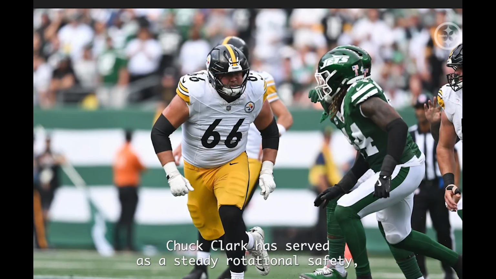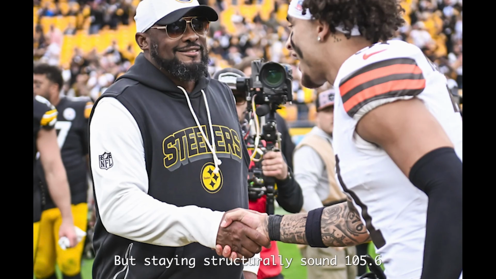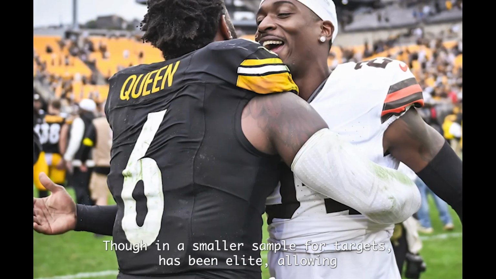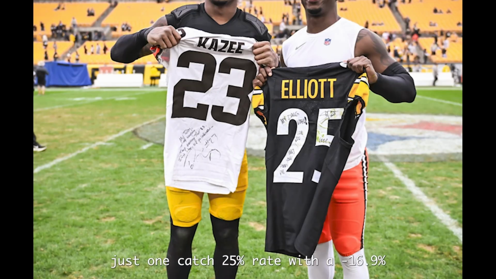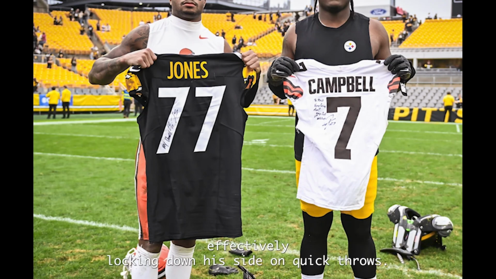Chuck Clark has served as a steady rotational safety, giving up a moderate 83.3% completion rate but staying structurally sound: 105.6 rating, plus 5.8 EPA. Joey Porter Jr., though in a smaller sample of 4 targets, has been elite, allowing just 1 catch, a 25% rate, with a negative 16.9% CROE and a passer rating of 39.6, effectively locking down his side on quick throws.